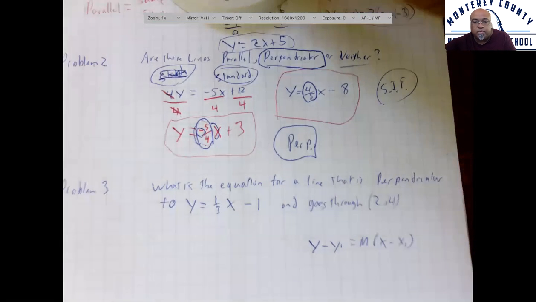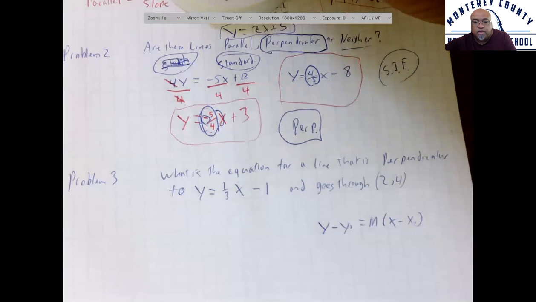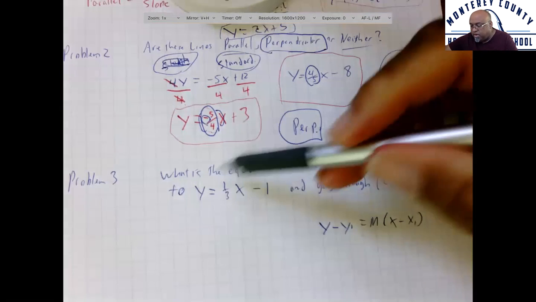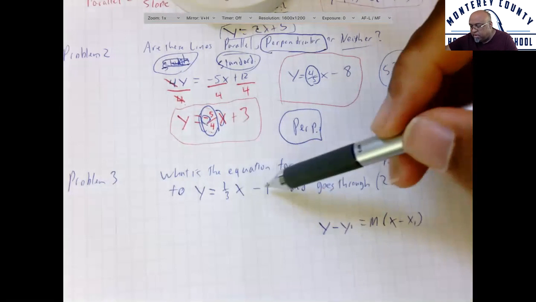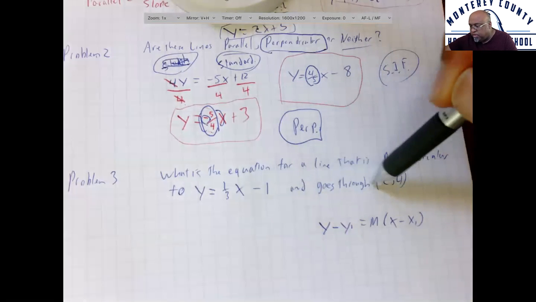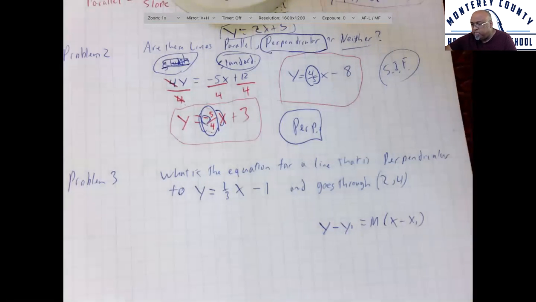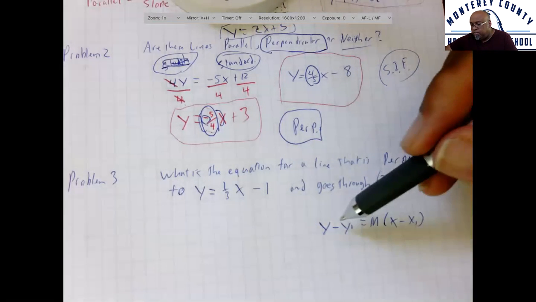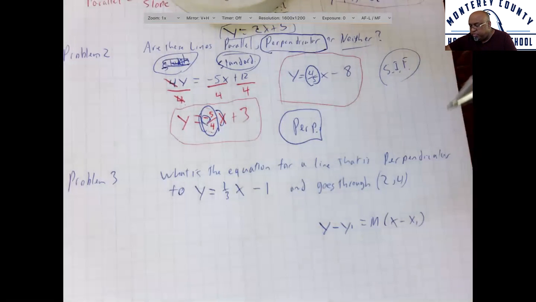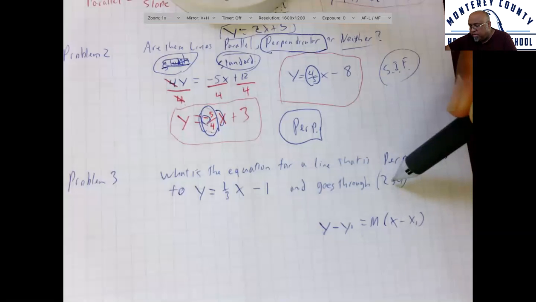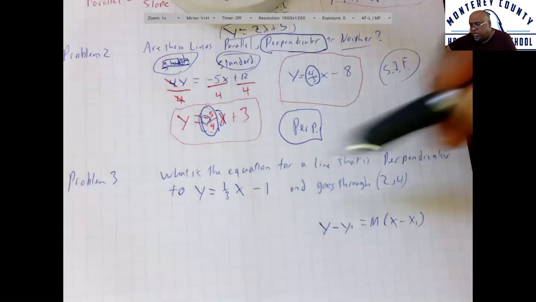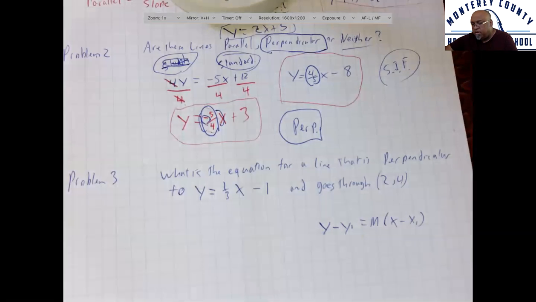Let's take a look at problem 3. What is the equation for a line that is perpendicular to y is equal to 1/3 x minus 1 and goes through the point 2, 4? Now remember in problem 1, we used the point slope form because we have a point and we had slope. Here we don't have slope, but we can determine the slope.